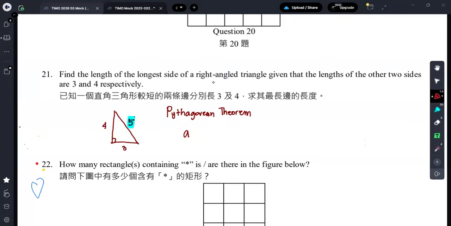You have a squared plus b squared is equal to c squared. Your a here is the 3, your b here is the 4, so 3 squared plus 4 squared is equal to c squared, which is 5. In a right triangle, the longest side is what we call the hypotenuse. So in here, the answer is 5.